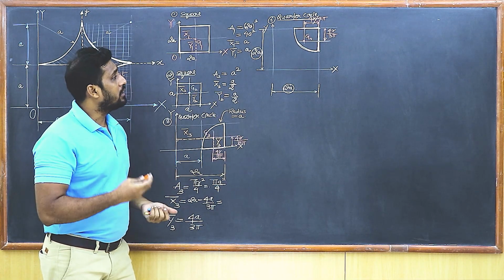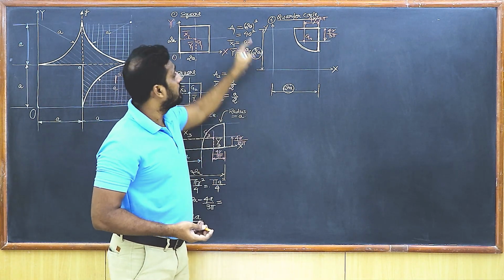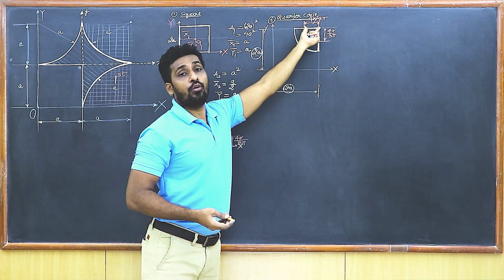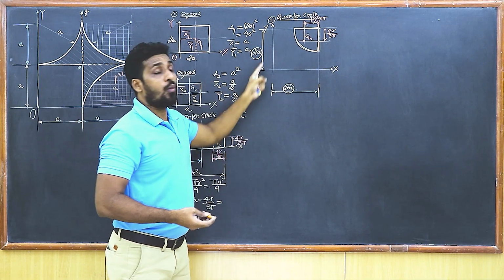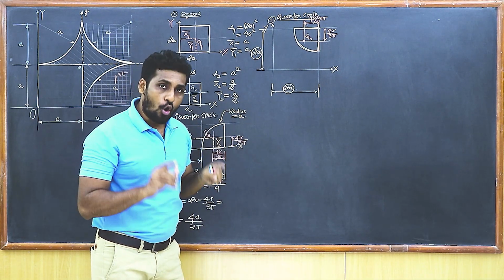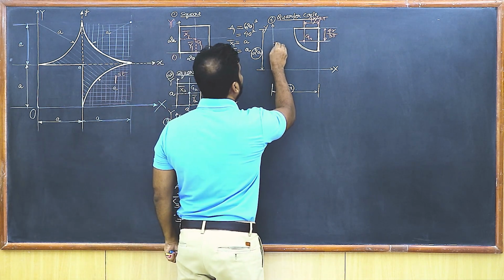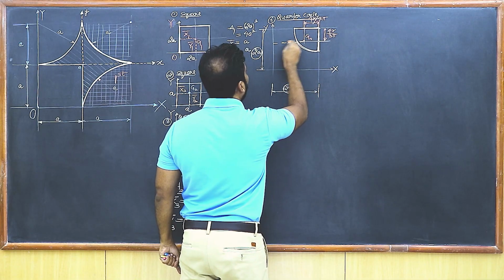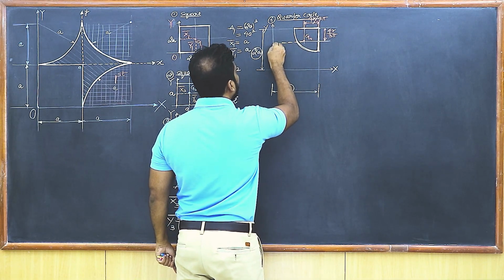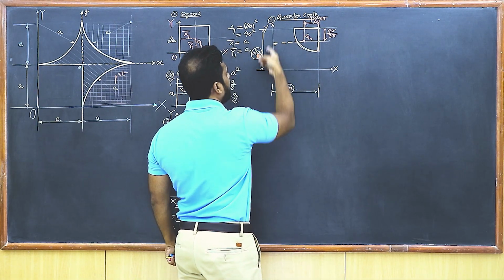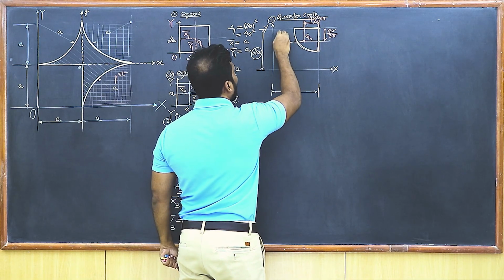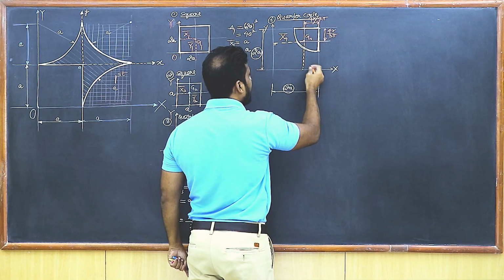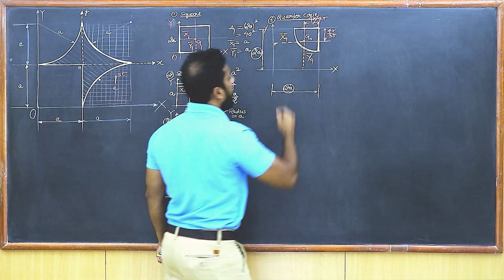X bar is the distance of the centroid from the y-axis. This is where your y-axis is. This is the centroid, and this is 4r upon 3 pi, which is not the distance of the centroid from the y-axis. That means you need to draw the distance over here. So let's draw a perpendicular from the centroid on the y-axis. This is the distance of the centroid from the y-axis. This is going to be x4 bar, and likewise, students, its distance from the x-axis is going to be y4 bar.